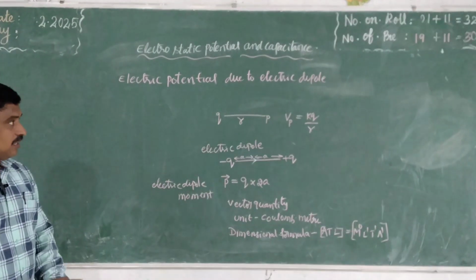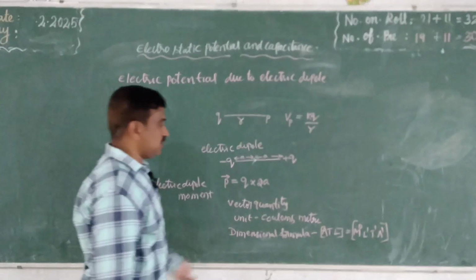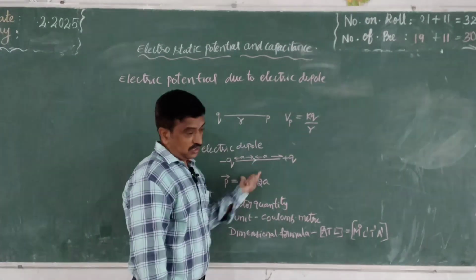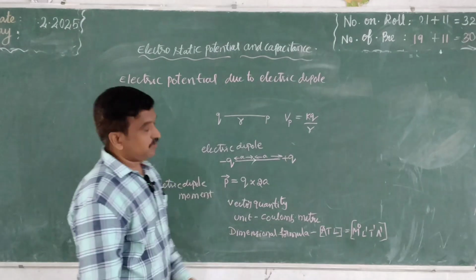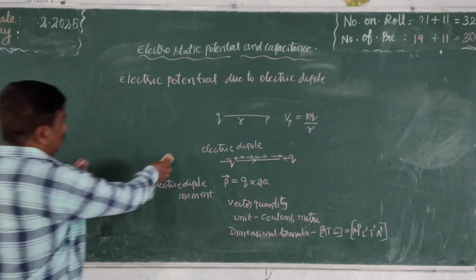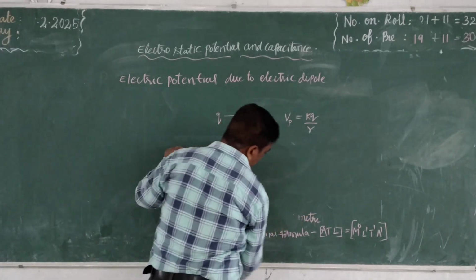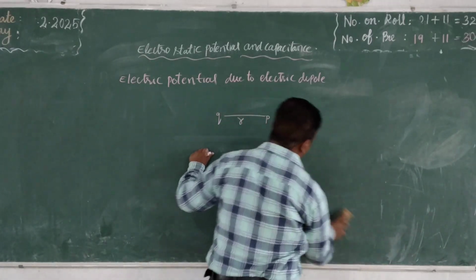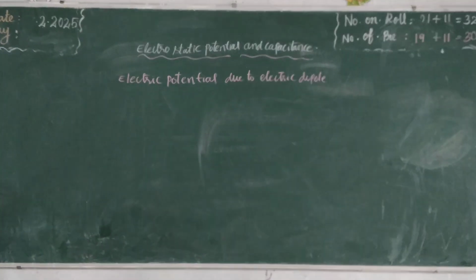This is the electric dipole and dipole moment. Dipole means two equal and opposite charges separated by a very small distance. Electric dipole moment is the product of charge and the length between them. This is basic information. Now we discuss the electric potential due to this dipole on the axis of the electric dipole, and perpendicular to the axis, at any point in space.